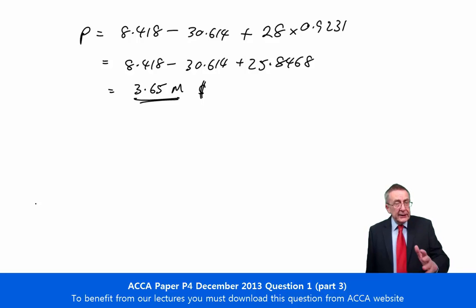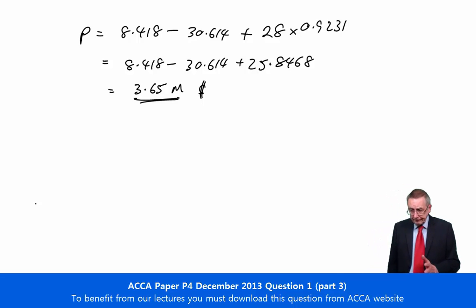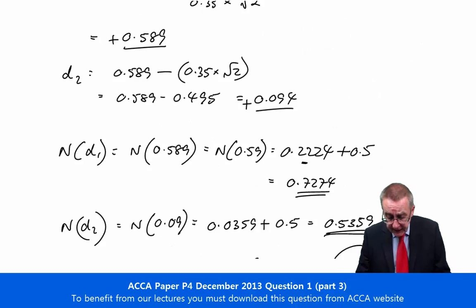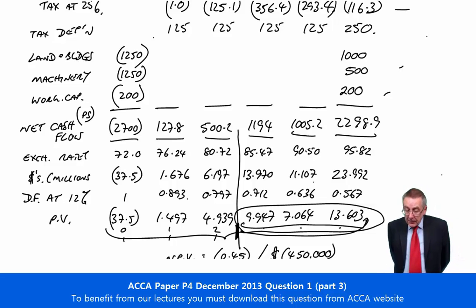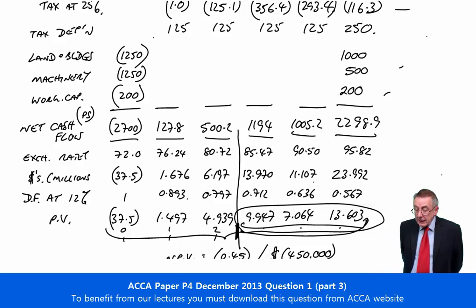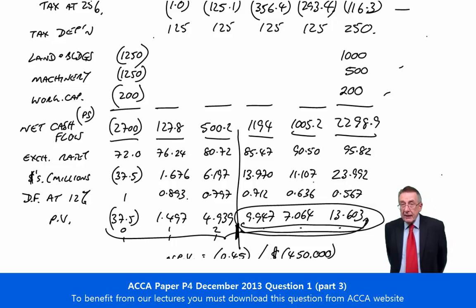That is the value of the option. You see, without the option, we'd already done B part 1. Without the option, this project, if we go ahead with it, we get an NPV of minus 450, and that's why we recommended we wouldn't go ahead.